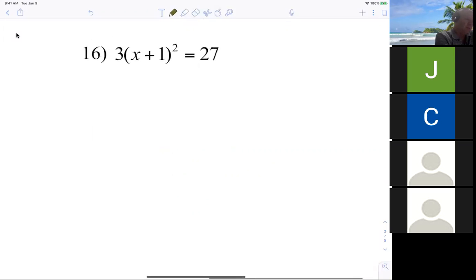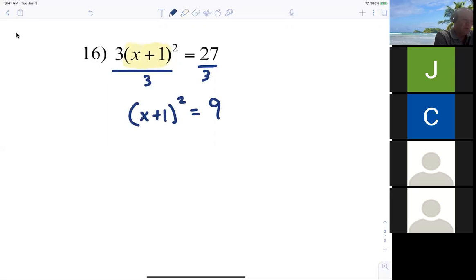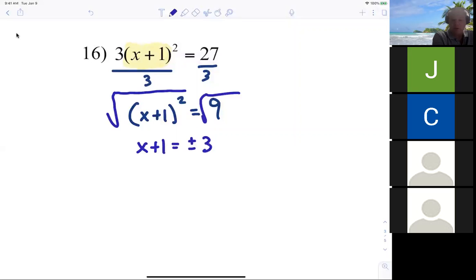Now 16 is a square term. All right, this quantity is being squared. So I can isolate. So to do this, I'm going to divide both sides by 3. And so now I have x plus 1 squared equals 9. Now I'm going to take the square root of both sides. When I take the square root of both sides, here's where most kids make a mistake. They forget the plus or minus. The square root of 9 is 3. All right. Now solving this out, we now subtract 1.